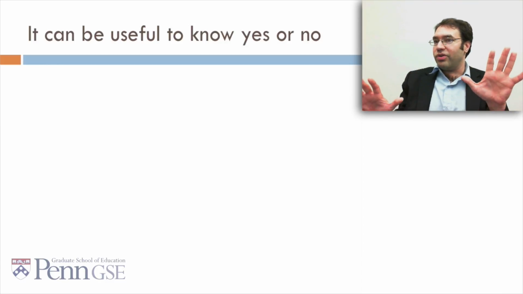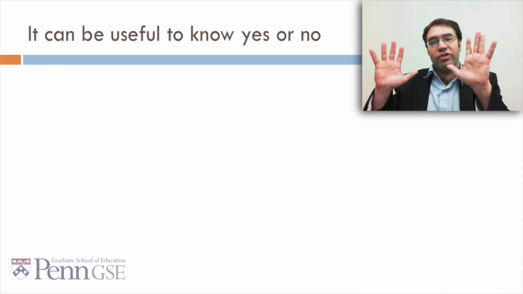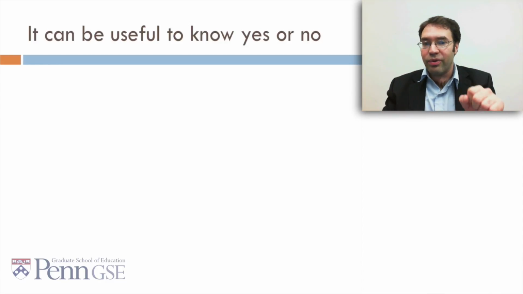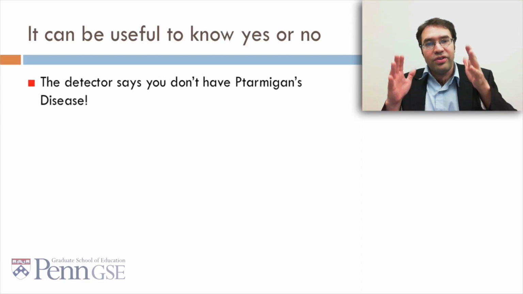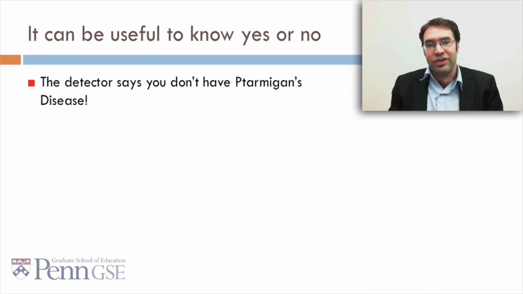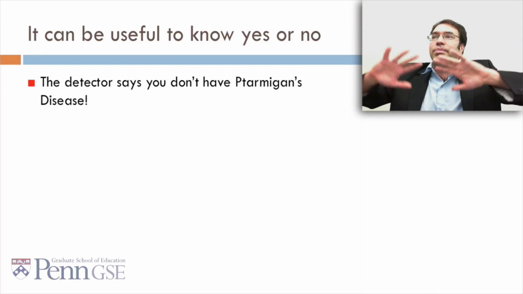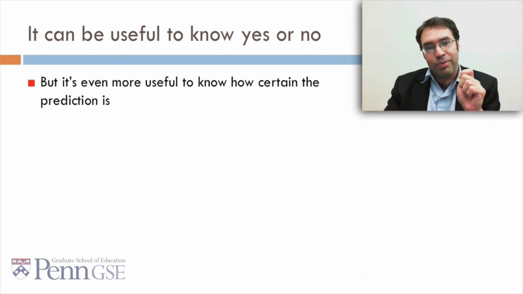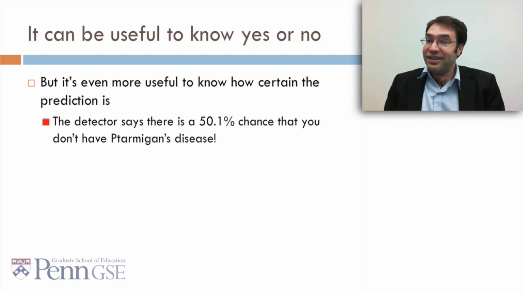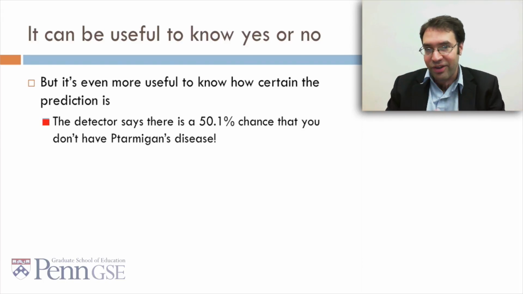Now, it can be useful when you're classifying to get an answer yes or no to a question. For example, let's say you go to the Ptarmigan's disease detector, and the detector says you don't have Ptarmigan's disease. Now you can throw a big party and be happy. But it's even more useful to know how certain the prediction is. Let's say that the detector says that there's a 50.1% chance that you don't have Ptarmigan's disease. Are you still celebrating? Not once you know the confidence.